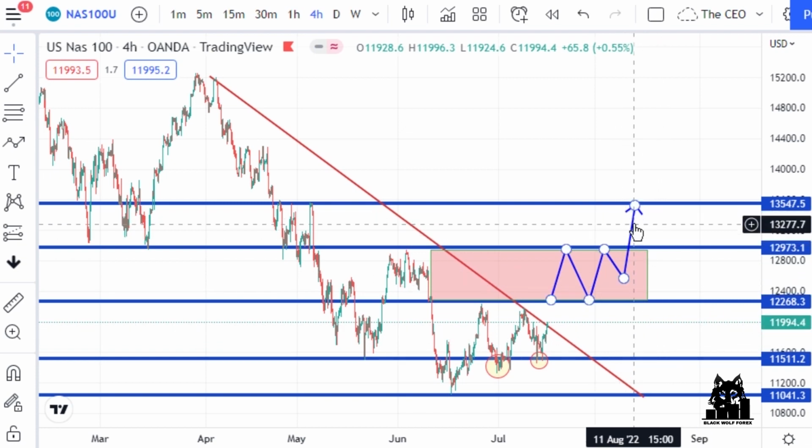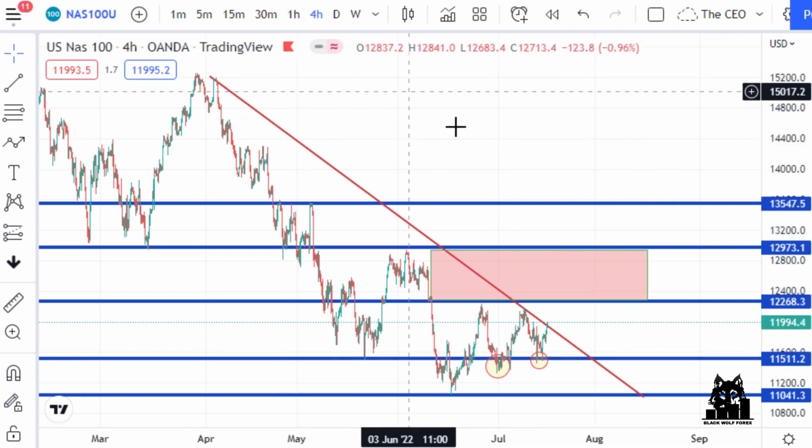Okay, so now let's analyze for a possible downward structure.